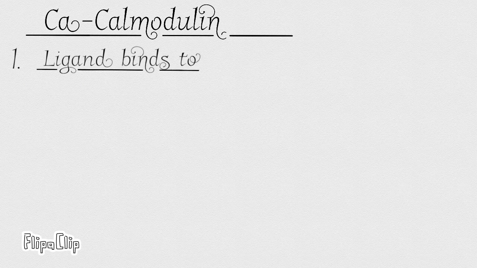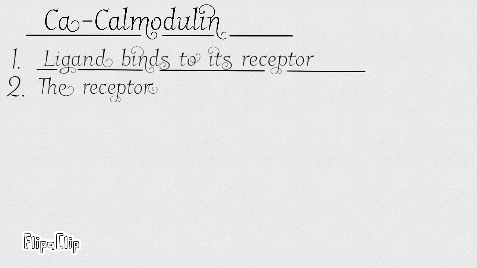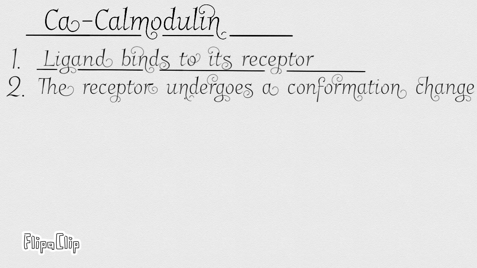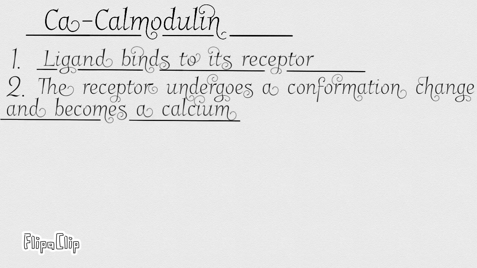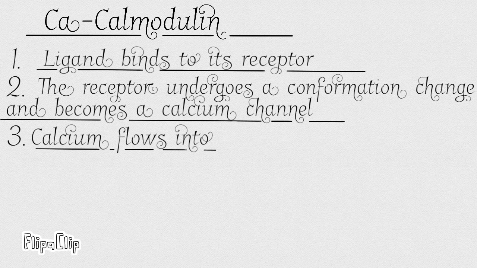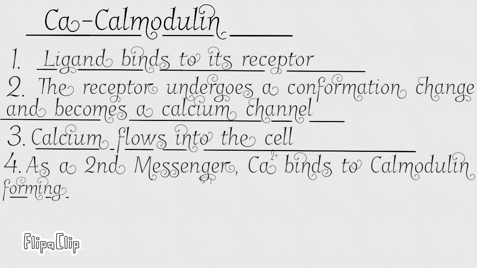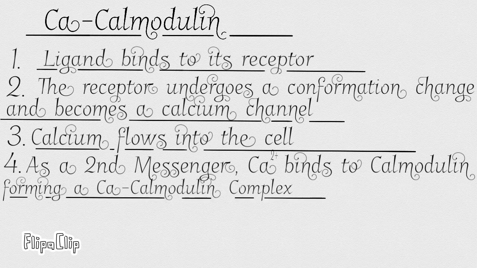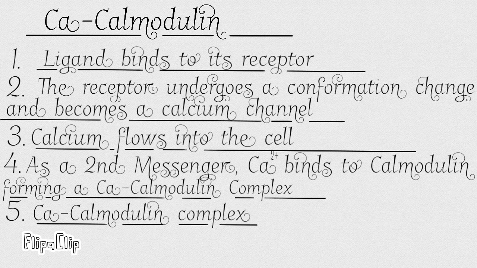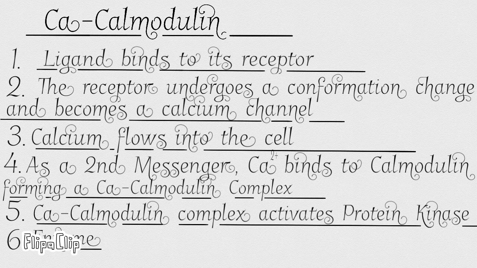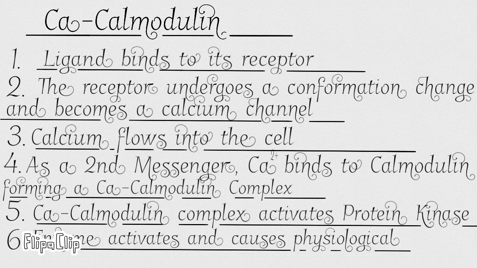Next, we have calcium calmodulin. Here the ligand binds to its receptor. This causes a conformational change and it becomes a calcium channel. Calcium will flow into the cell and this will act as a second messenger binding to calmodulin, forming a calcium calmodulin complex. And this complex is going to activate protein kinase, which in turn will cause physiological change.